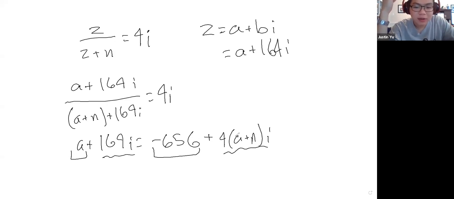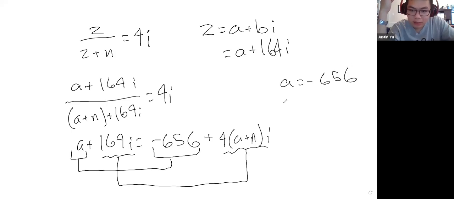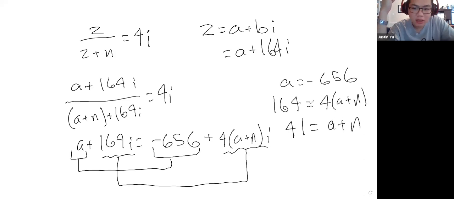This is because if these two complex numbers are equal, the real parts have to be equal and the imaginary parts have to be equal. So already, right off the bat, we know that a is equal to negative 656. That's great, because we also know that 164 is equal to 4 times a plus n, which we could simplify to 41 just by dividing by 4. So now, can you all fill in the rest of the gaps for me? Tell me what the value of n is.